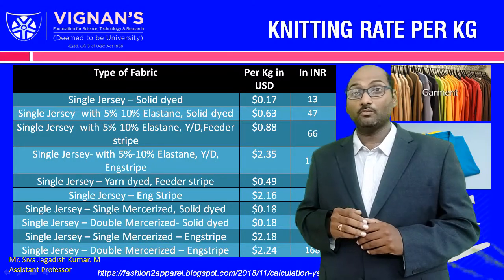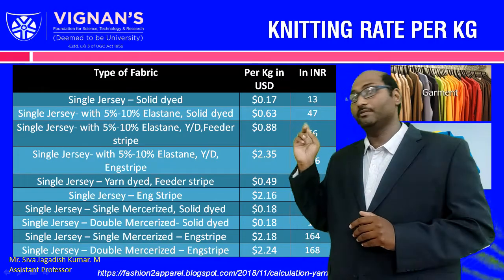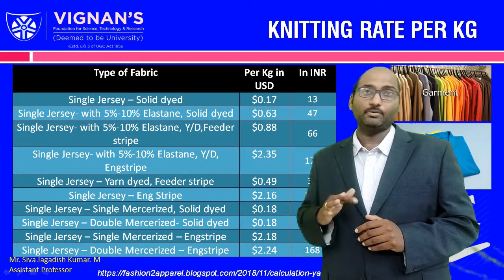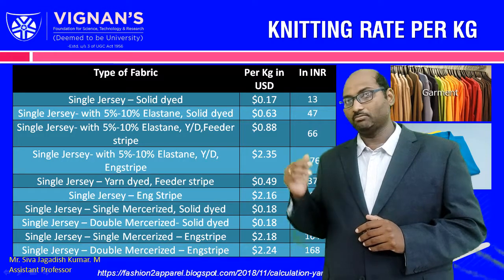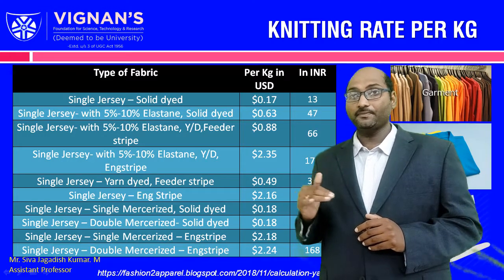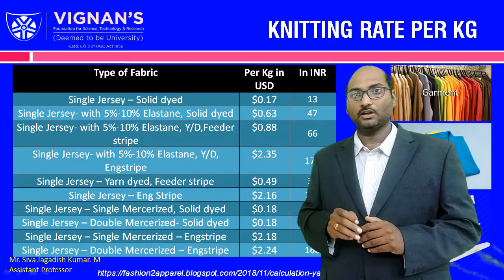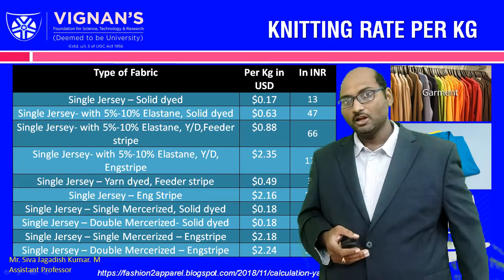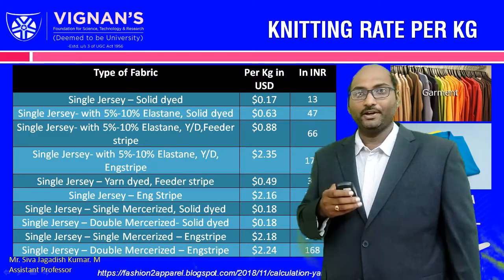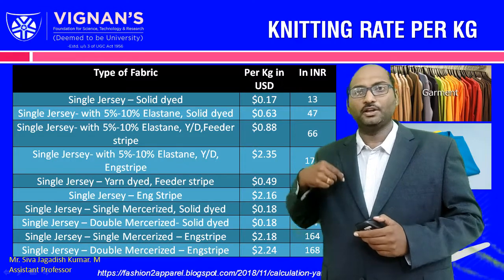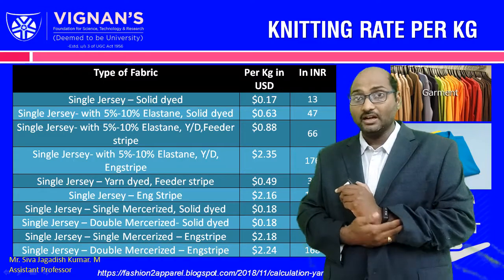Okay. Sir, what happens if it is not a single color, if it is multicolor? Okay, then the third one: single jersey with 5 to 10% elastane, yarn dyed, feeder stripe. In the second example it is only plain; the third one is feeder stripe. That means we need to change the feeding color; the cones which are there are not of a single color, they are of multiple colors. You might have seen many t-shirts with 1 inch blue, 1 inch white, 1 inch blue, 1 inch white, something like that. These are referred to as feeder stripe.